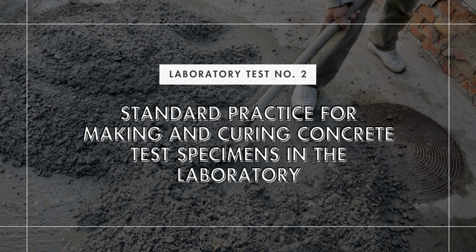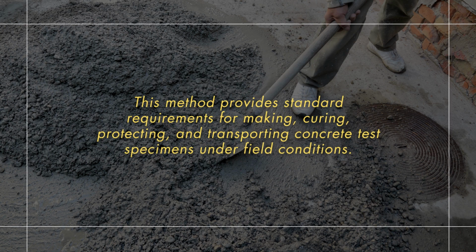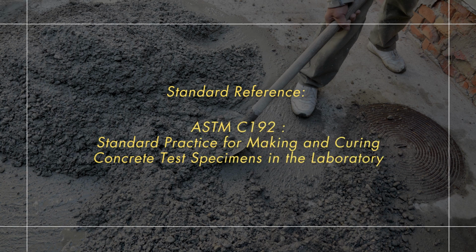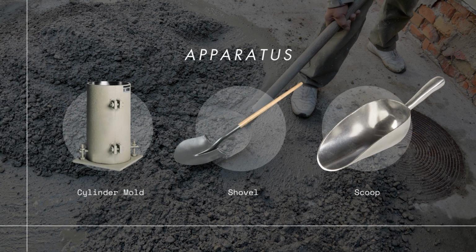Laboratory Test 2. This method provides standard requirements for making, curing, protecting, and transporting concrete test specimens under field conditions. The standard reference for this test is the ASTM C192, standard practice for making and curing concrete test specimens in the laboratory. The apparatuses used were the cylinder mold, shovel, and scoop.